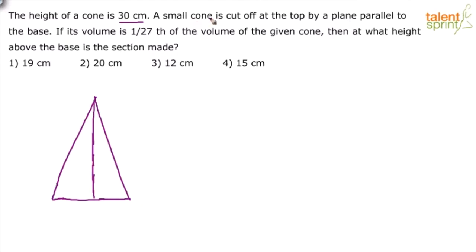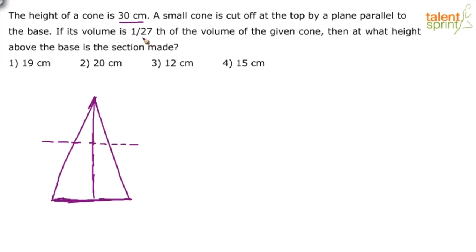Then a small cone is cut off at the top. At the top, we cut off a small cone by a plane. A plane is nothing but, I mean, you understand a plane, right? Let's say a square plane. You just cut off the top portion using a plane which is parallel to the base. This dotted line is the plane which is parallel to the base.